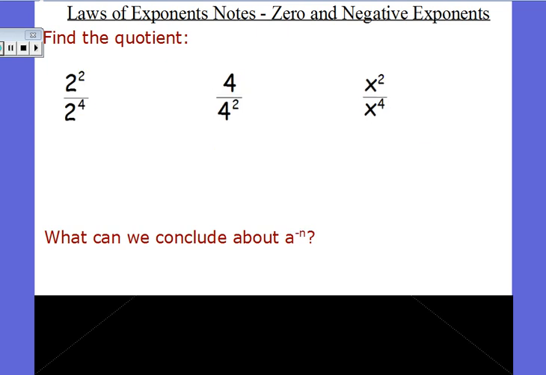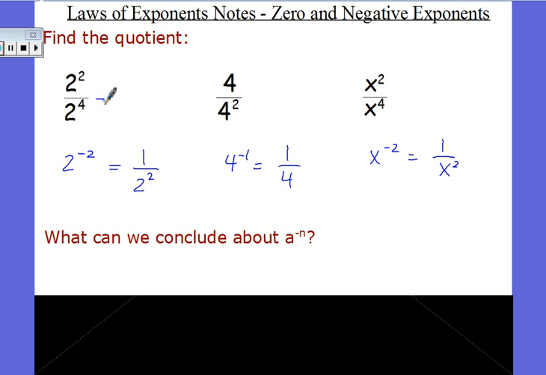And so let's do the same thing, finding the quotient of these guys. So again, we've got 2 minus 4, which gives us 2 to the negative second, but remember there are more exponents in the denominator. So if I was to do this, this is really equal to 1 over 2 to the second. Same thing here, I do 1 minus 2, and I get 4 to the negative first, but that is equal to 1 over 4.